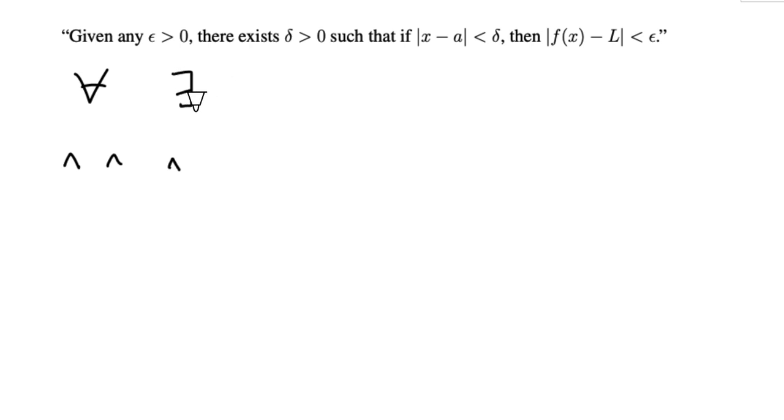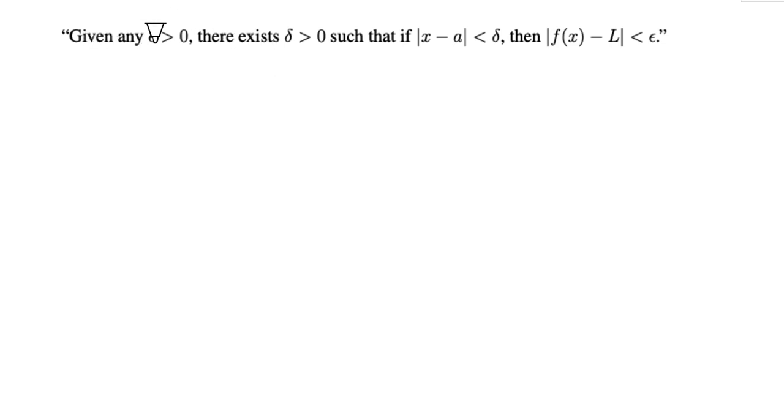Exists, you can think of as lots of ors. Either this or this or this. At least one of these is true. There exists something that is true. So how can we use such symbols?